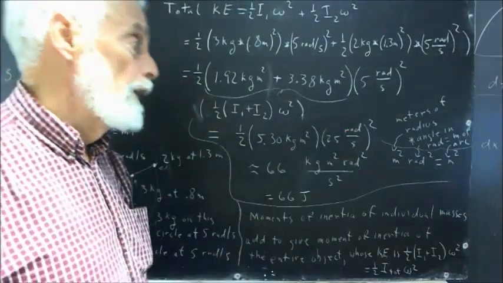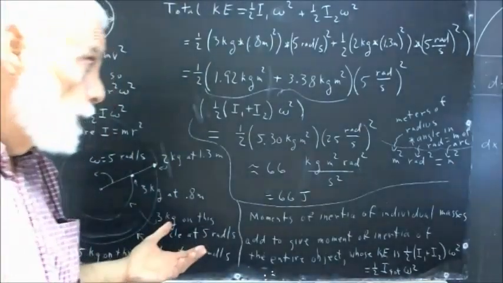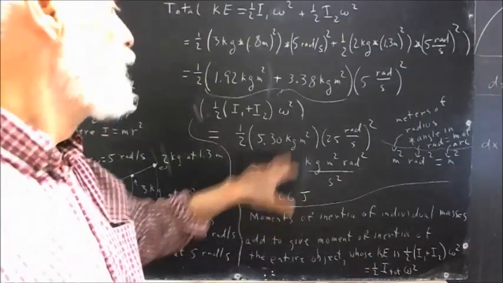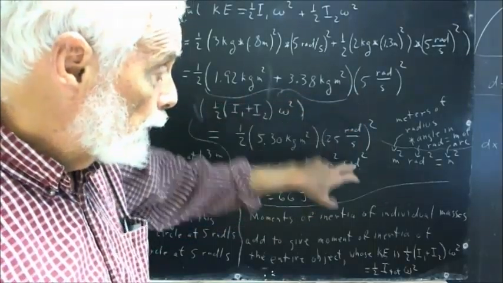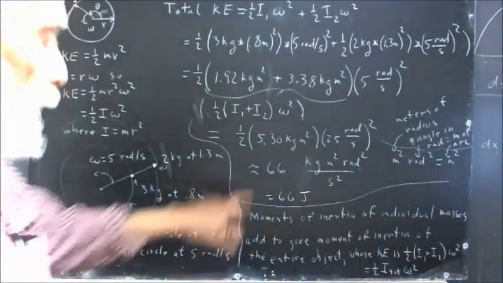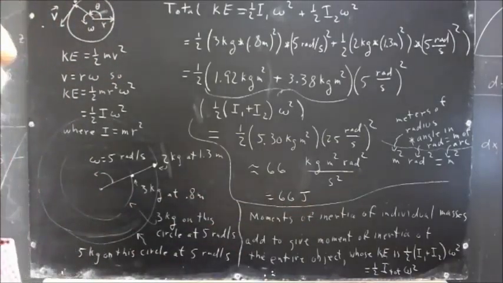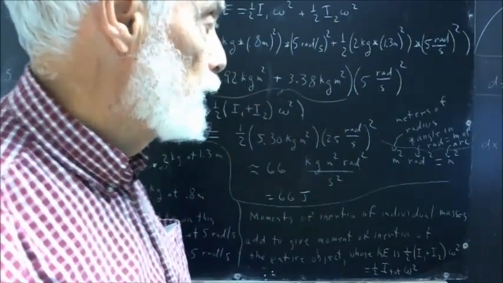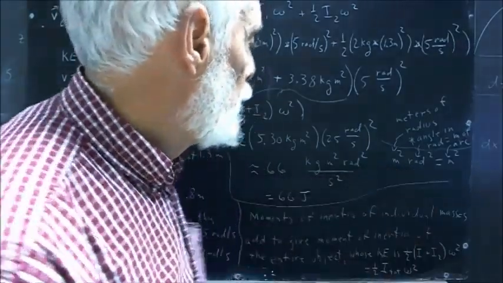Multiply that by 25 radians per second quantity squared, and do the arithmetic. And lo and behold, it comes out 66 units are kilogram meters squared times radians squared over seconds squared. And that will equal 66 joules, but let's deal with this whole idea of radians squared and meters squared, okay? The meters squared, radians squared, and the units here.